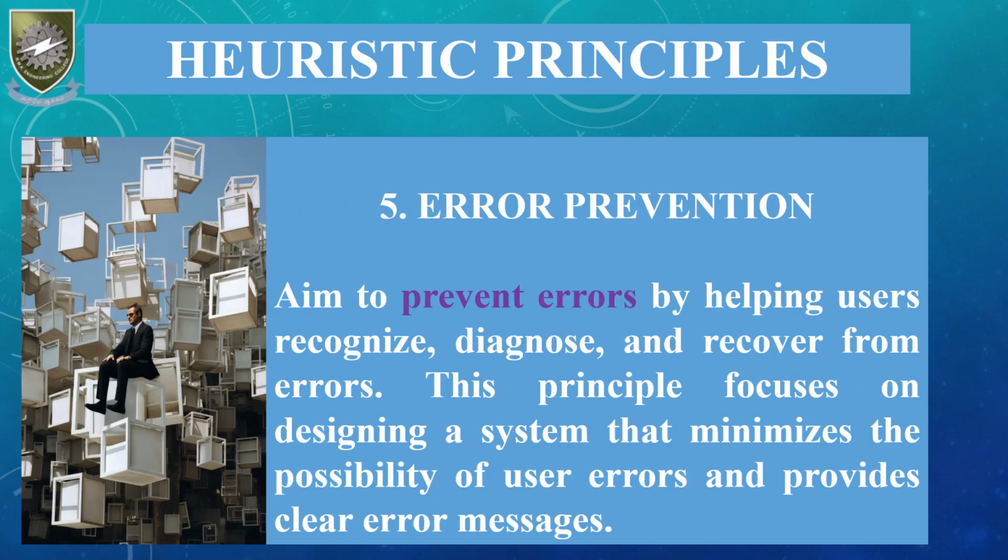Heuristic principles, fifth method: error prevention. Aim to prevent errors by helping users recognize, diagnose, and recover from errors. This principle focuses on designing a system that minimizes the possibility of user errors and provides clear error messages. For example, disabling the submit button until all required fields in the form are filled out correctly.